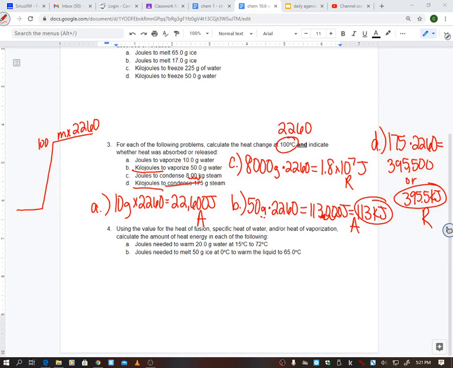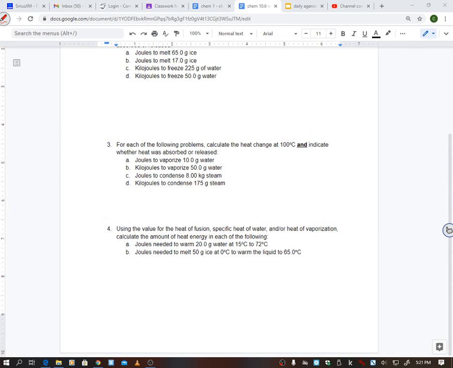All right, number 4 is going to be the most important because our next homework assignment that is for a grade is going to be based off of number 4. So I always draw these charts. So when I read this, joules needed to warm 20 grams of water at 15 degrees to 72 degrees Celsius. So I'm like, okay, and I don't always draw the full-blown chart like this. I'll just say, I know that it's going to be on this, so 15, 75. I know it's going to be that diagonal line. So I'll just draw the diagonal.